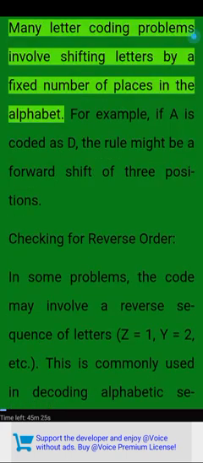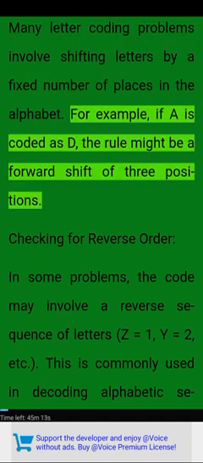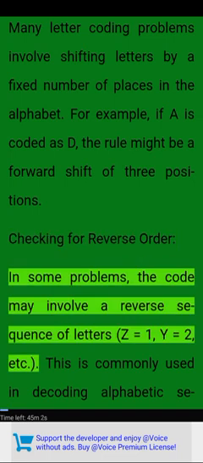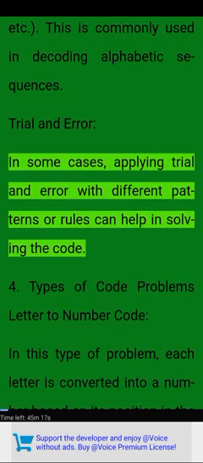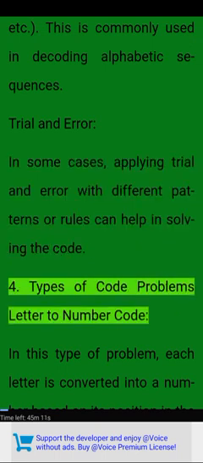Shifting the letters. Many letter coding problems involve shifting letters by a fixed number of places in the alphabet. For example, if A is coded as D, the rule might be a forward shift of 3 positions. Checking for reverse order. In some problems, the code may involve a reverse sequence of letters: Z equals 1, Y equals 2, etc. This is commonly used in decoding alphabetic sequences. Trial and error. In some cases, applying trial and error with different patterns or rules can help in solving the code.